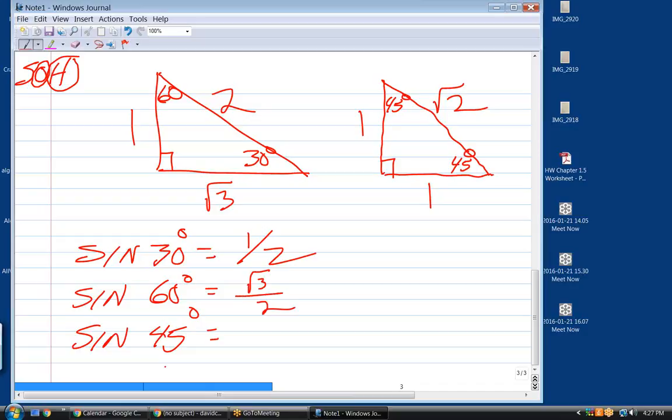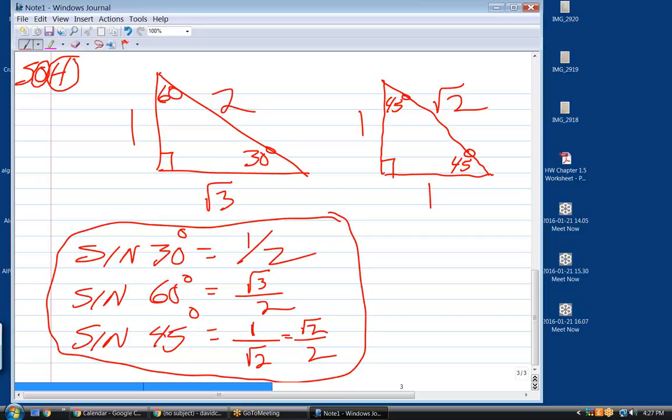Okay. And what's the sine of 45 degrees? 1 over square root 2. Okay, and that does need to be rationalized, so it ends up being square root of 2 over 2. Memorize these, not necessarily this year. But when you take trig, you're going to have to memorize all trig functions of these three angles.